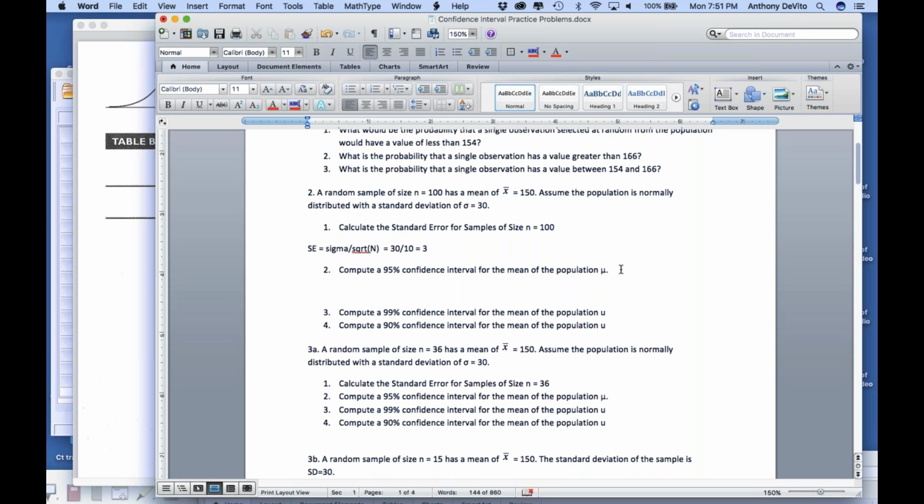The other thing is a proportion. If I were to go out and sample 100 people and ask them what color they would like better, red or blue, right?